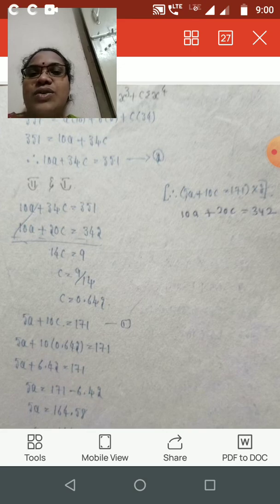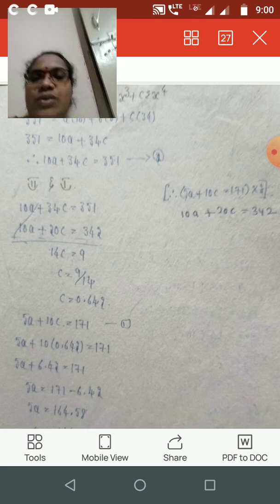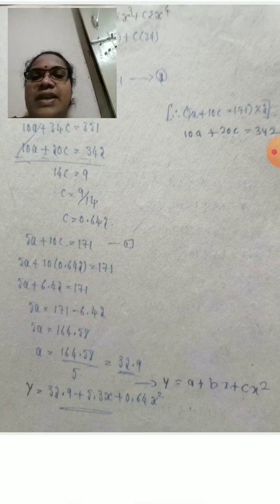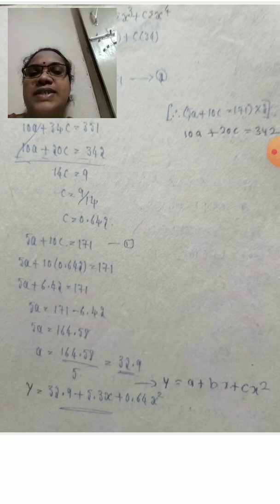C equals 0.642. Next is 5a plus 10c equals 171. This is the first equation. See here, the c value is already calculated. That is c equals 0.642. So 5a plus 10 into 0.642, 6.42, equals 171.